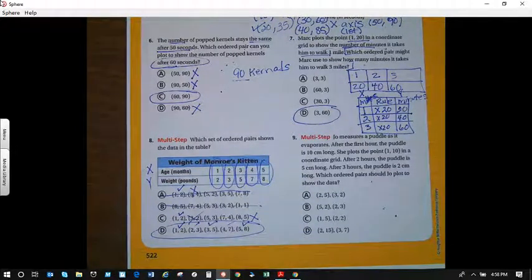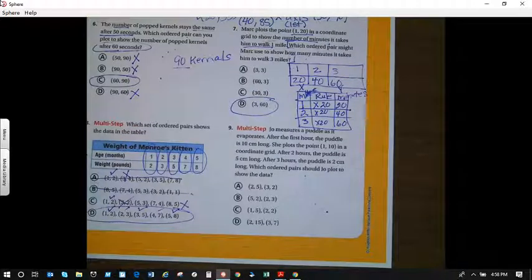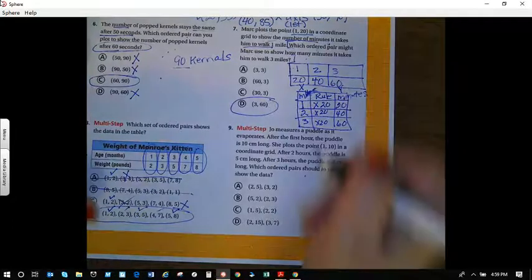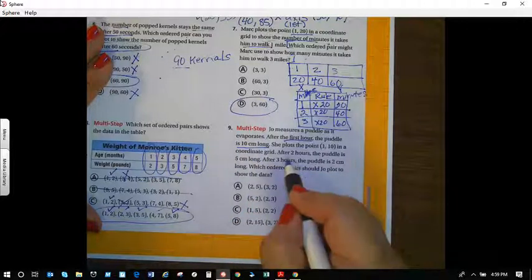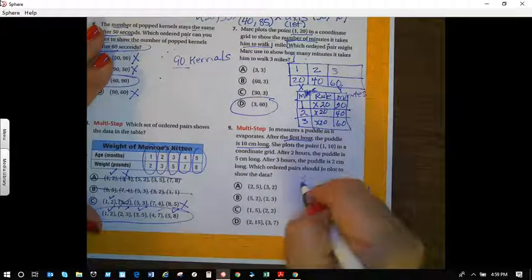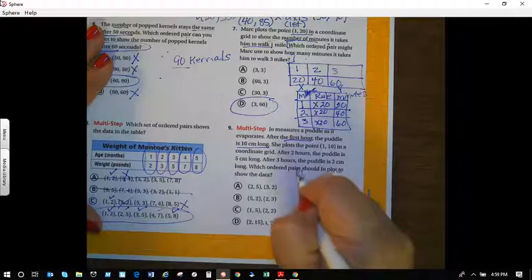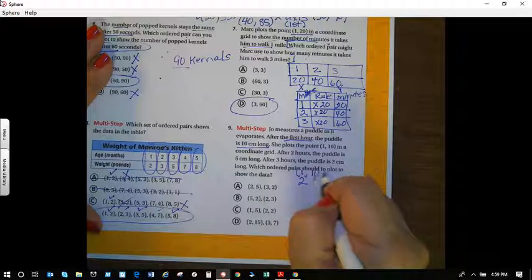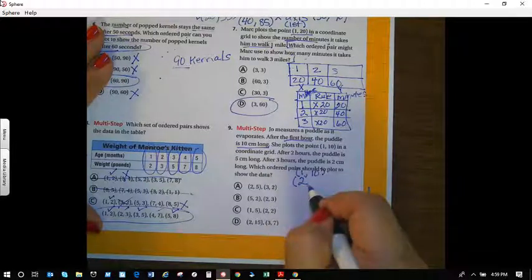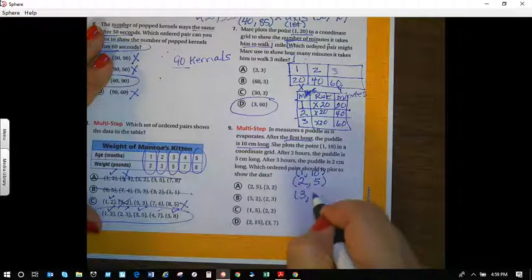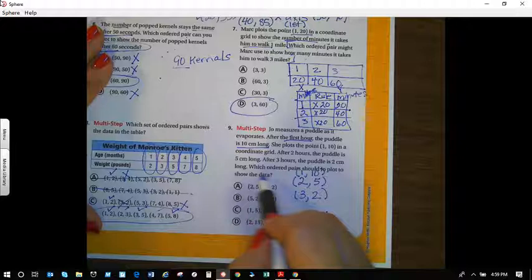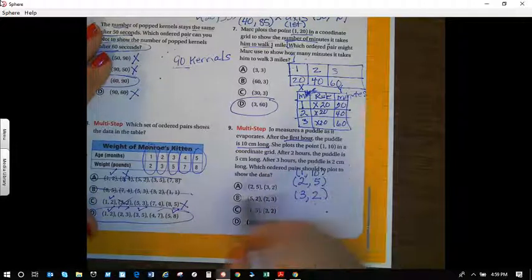Let's look at this multi-step problem. Joe measures a puddle as it evaporates. After the first hour, the puddle is 10 centimeters long. So she plots 1, 10 in a coordinate grid. After 2 hours, it's 5 centimeters long. After 3 hours, the puddle is 2 centimeters long. Which ordered pairs should Joe plot to show the data?